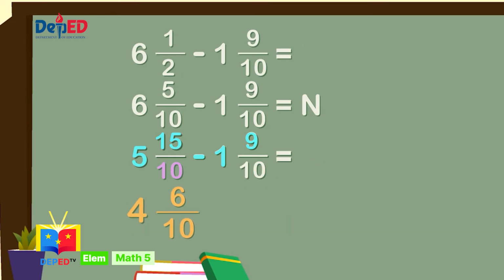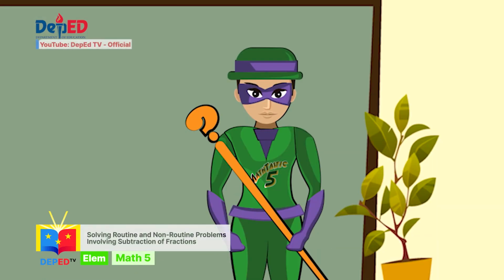We can reduce 6/10 by finding the greatest common factor that can divide both numbers. In this case, the greatest common factor that can divide both 6 and 10 is 2. 6 divided by 2 is equal to 3, and 10 divided by 2 is equal to 5. Therefore, our final answer is 4 3/5. Did you get the right answer?